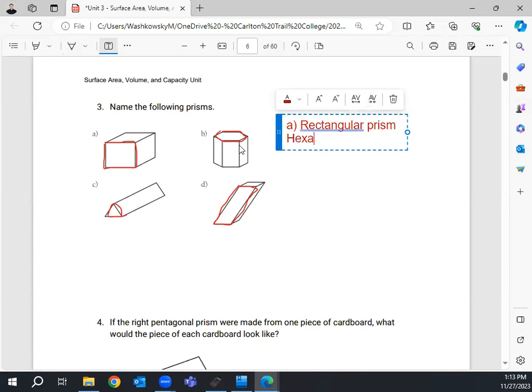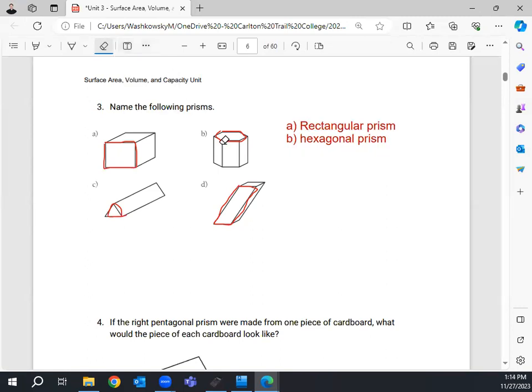It is a hexagonal prism. You are correct, because it has a hexagon as the face. It's a rectangle on the front of it. Well, no, but we don't really care about the front of it. We care about the face of it. The side of it is a rectangle, absolutely, but the face of it is a hexagon.